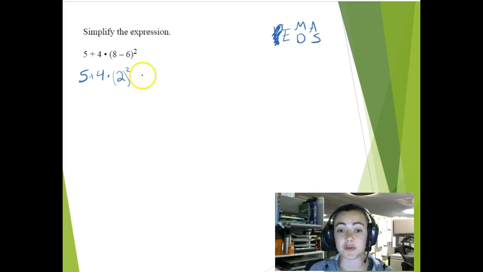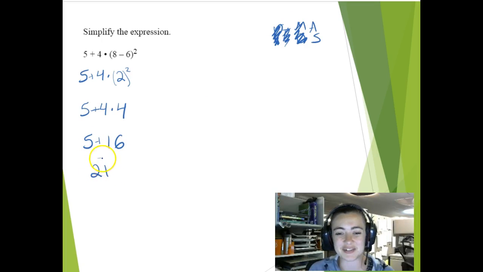For E, that's exponent, so I do see an exponent, 2 squared, or 2 times 2 in this case. So write everything else and then solve: 2 times 2 is 4. Now we go to multiplication and division left to right. That's 4 times 4, so 4 times 4 is 16. Then we go to addition and subtraction. 5 plus 16 is 21, and we have simplified that expression there.